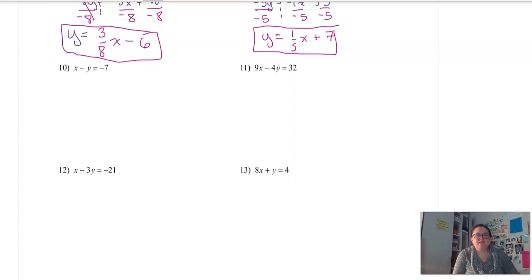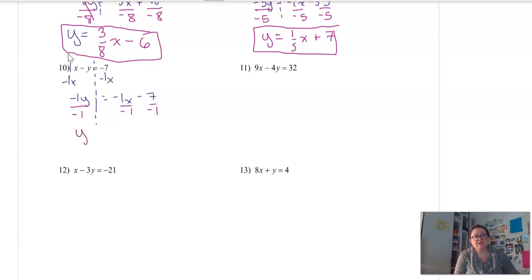Number 10, x minus y is negative 7. So to get rid of x, I'm going to subtract x on both sides. Again, I might start by drawing this dashed line. So I have negative 1y equals, and remember this is 1x, so I can think of this as subtracting 1x. Negative 1x minus 7. Now divide everything by negative 1. And notice I put the 1 in front of the y here just to help me remember when I divide, I have to divide by negative 1. One of the biggest mistakes people make is forgetting if it's just negative y to divide by negative 1 at the end, and it matters.